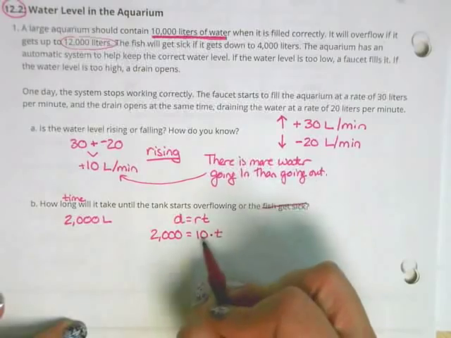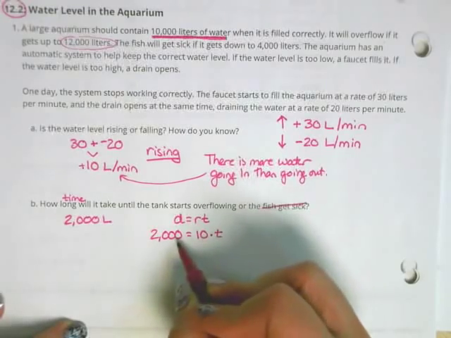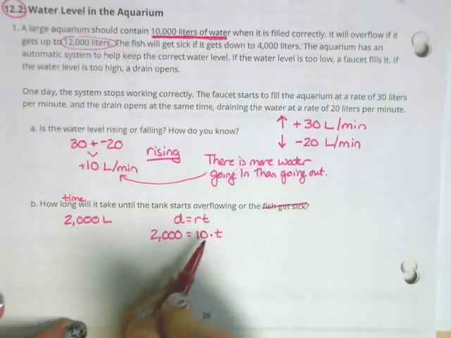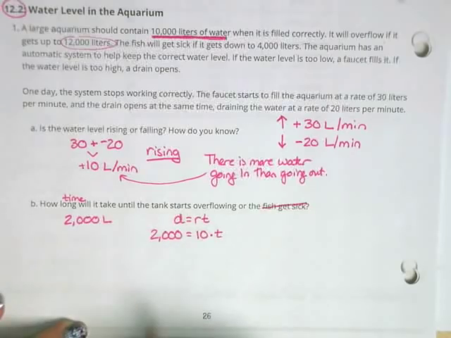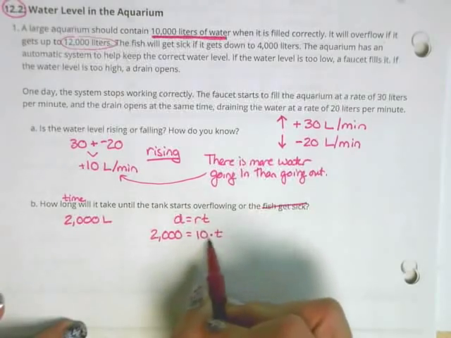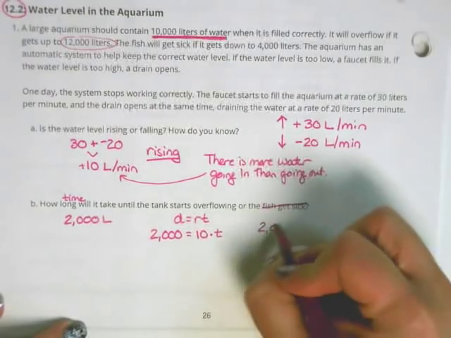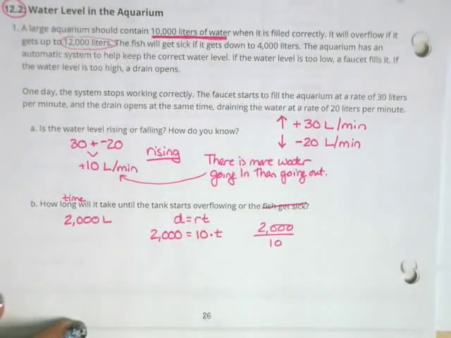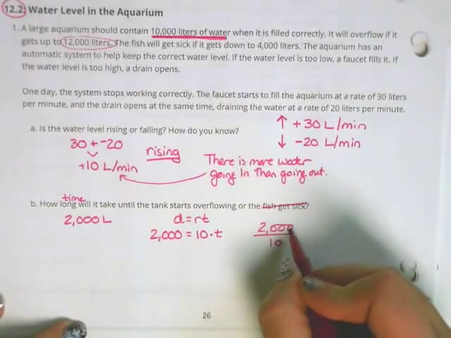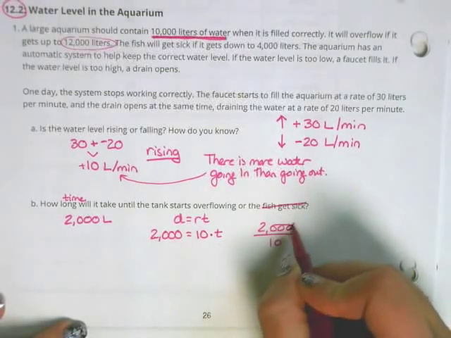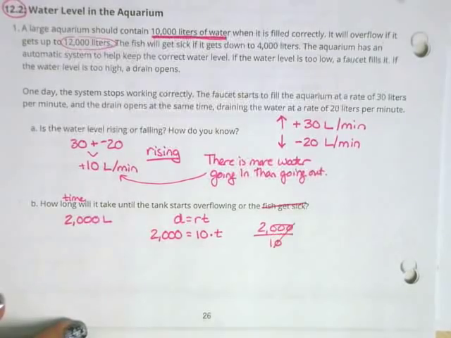So if you know in your head 10 times something to get to 2,000, great. We also know that whatever 10 times this is, it's also the same as 2,000 divided by 10. We can work backwards. 2,000 divided by 10. When you divide something by 10, it's just like taking off a zero. It gets 10 times smaller. So we'd end up with 200.